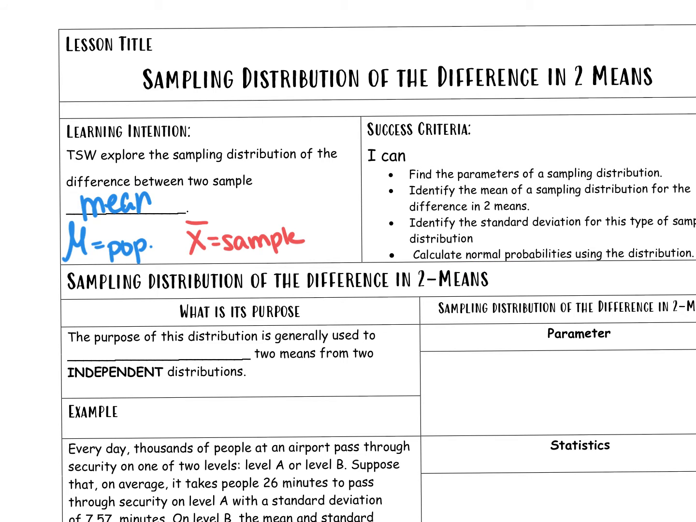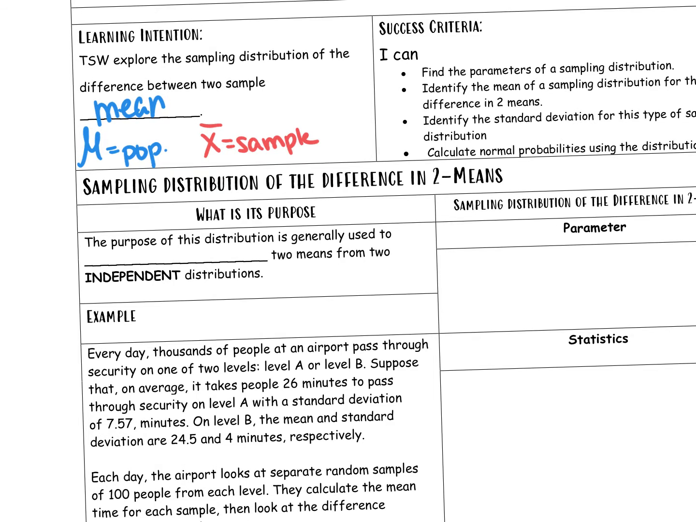So the purpose, just like with two sample proportions, is still to compare. We want to compare two different distributions that have two different means. But what's really essential now is that these two distributions are independent of each other. They have to be independent because if they're dependent, it's going to mess up some of the calculations we're doing here.